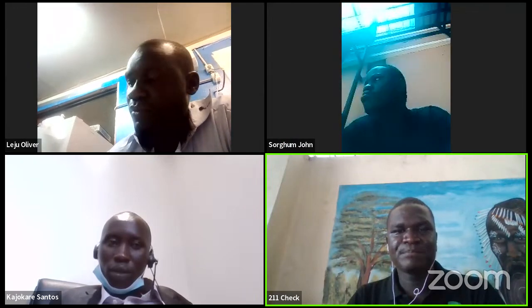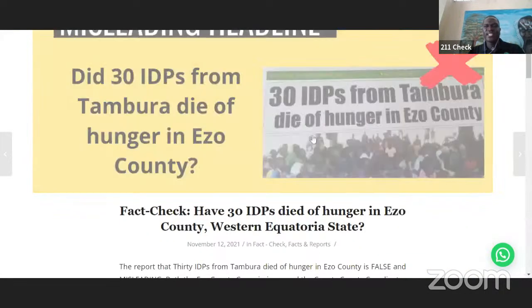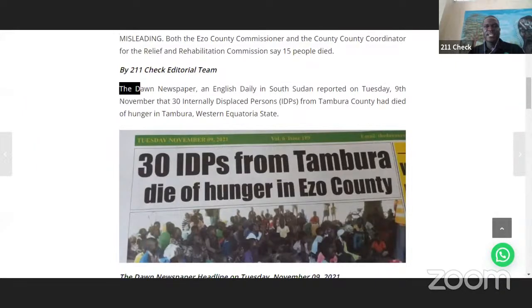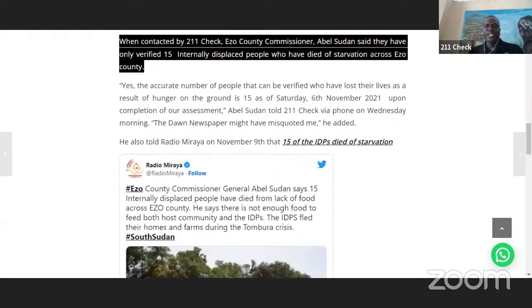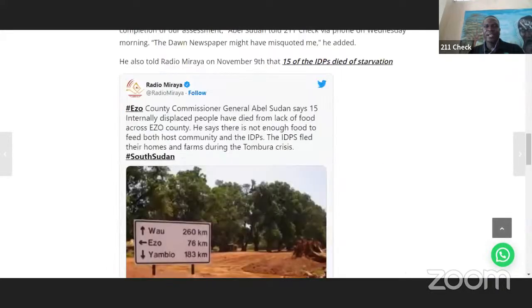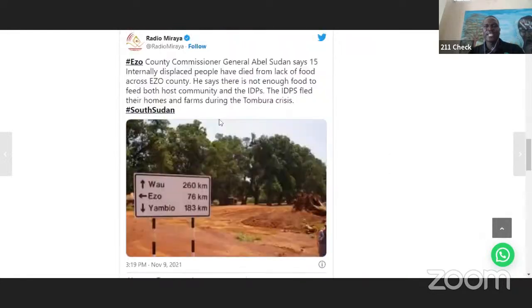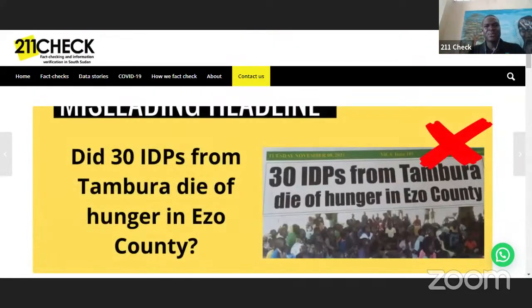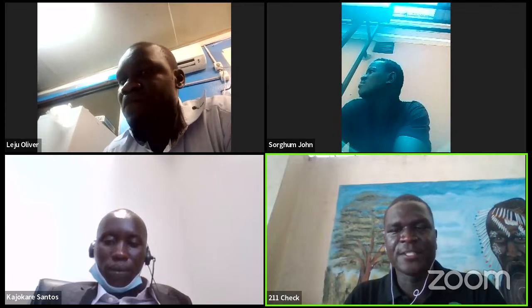We have this also here. This was reported by the Dawn newspaper at that time, where they say that 30 IDPs from Tambura die of hunger in Ezo County. So we had to look at this newspaper, and they reported this. And we had to call the commissioner at that time, and look at media reports from Miraya. What was the media report saying? And we had to contact the RRC and get some information about this particular headline, which at that time was false. So these are some examples of things that we have done, especially when it comes to information verification.